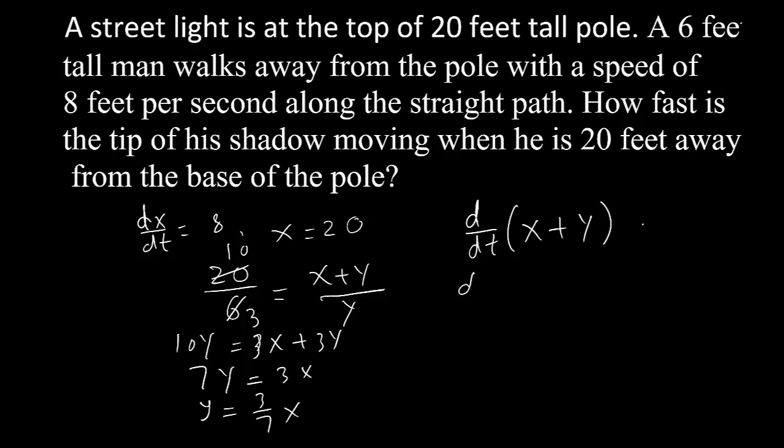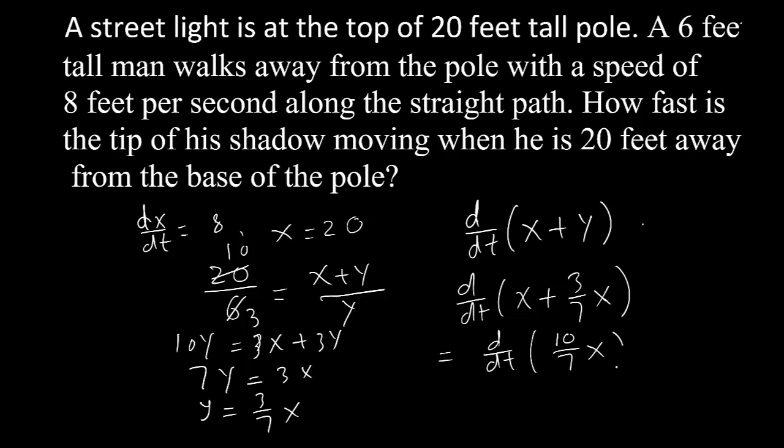So this one simply you have d/dt of x plus y, where y is 3 over 7 x. That one is giving you d/dt. If you simplify this, you get 10 over 7 x. And then when you take the derivative, you get 10 over 7 dx/dt. And what was our dx/dt? It is 8. So finally, 10 over 7 times 8, which is 80 over 7.